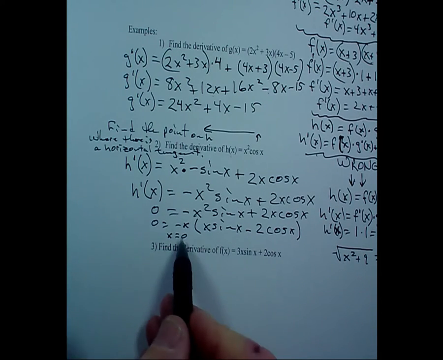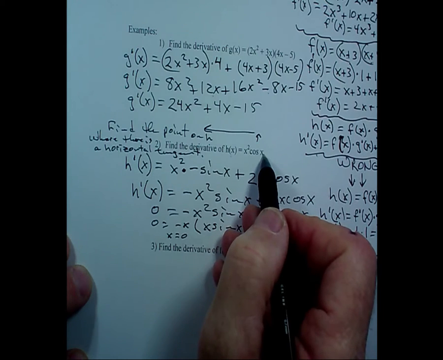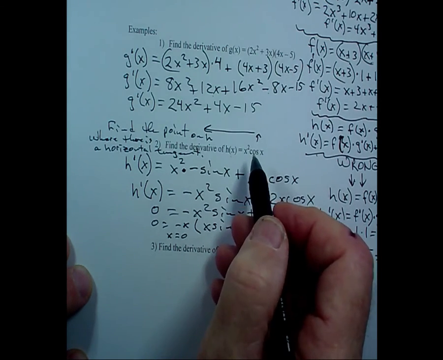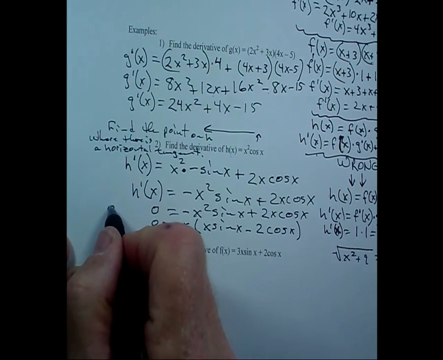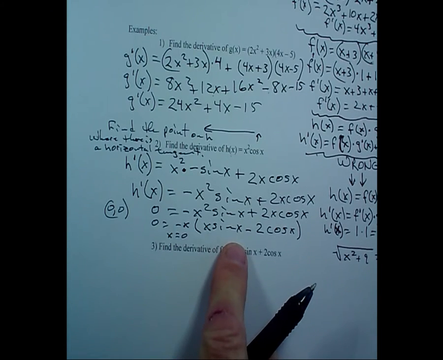And so I would take that 0, I'd plug it in here, I'd have 0 squared times the cosine of 0, and that would be 0. So I should have a horizontal tangent at the point 0, 0. Correct? What do I do here? Does anybody have an idea what you do there?